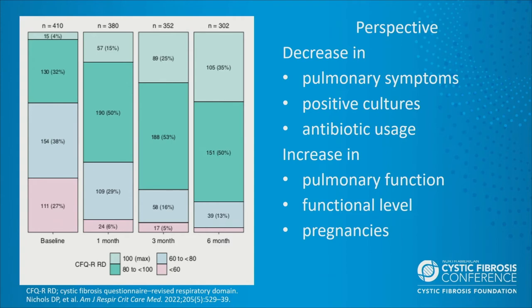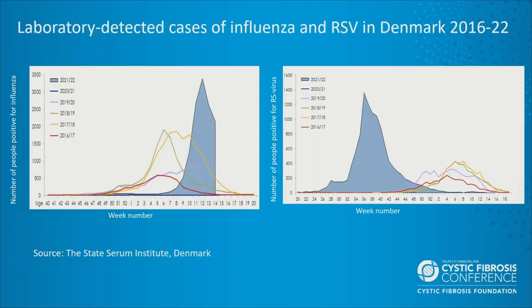This is the CFQ-R respiratory domain and the different scores. And of course, this is the laboratory detected cases of influenza and RS virus in Denmark. And it's just to show you that we have a situation where we need to interpret these data in an era of both a coronavirus pandemic, but also in the years after with a very atypical virus season. So that means that we have to take that into consideration when we interpret culture results and pulmonary exacerbation rates.